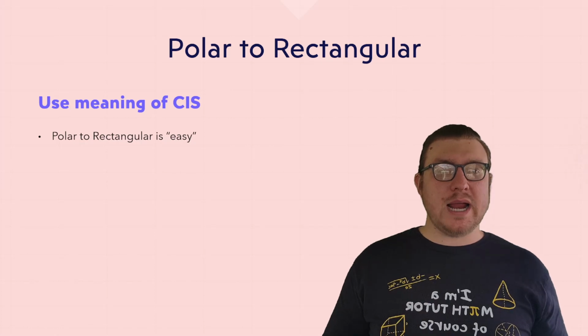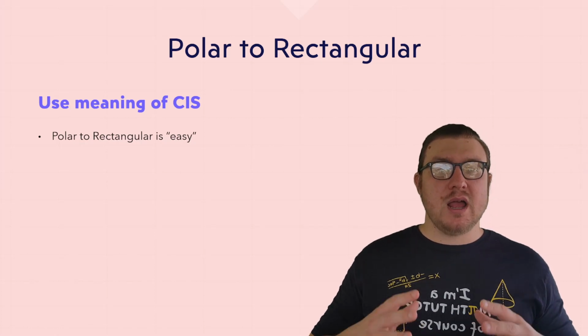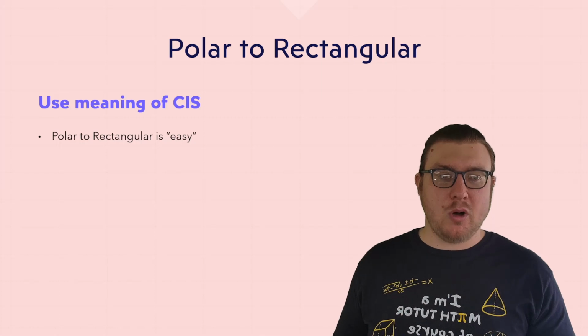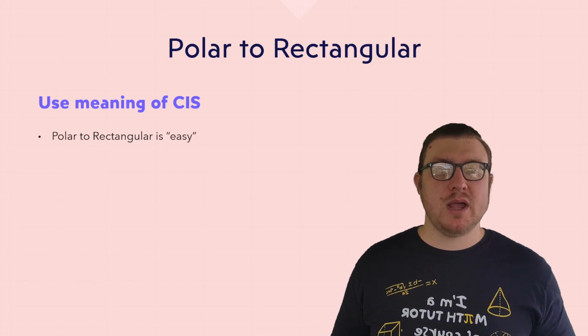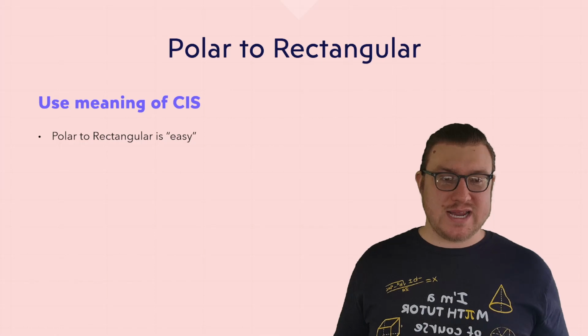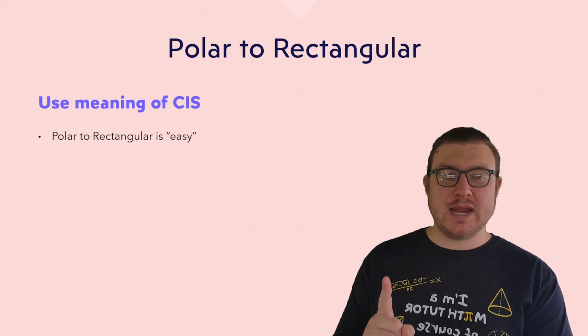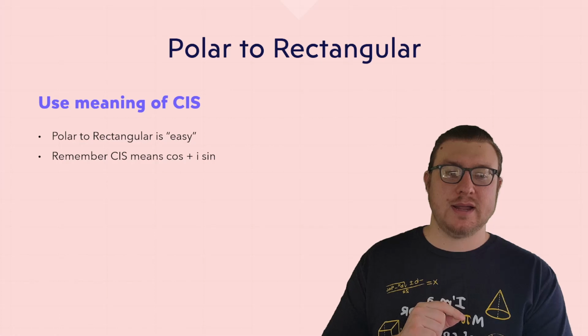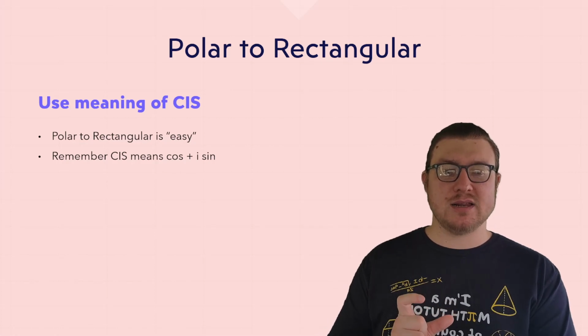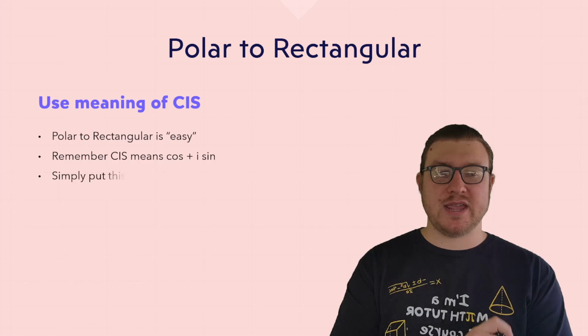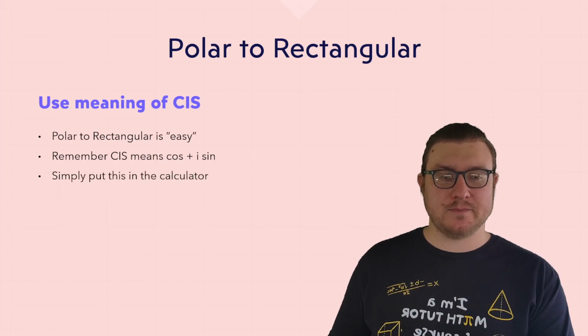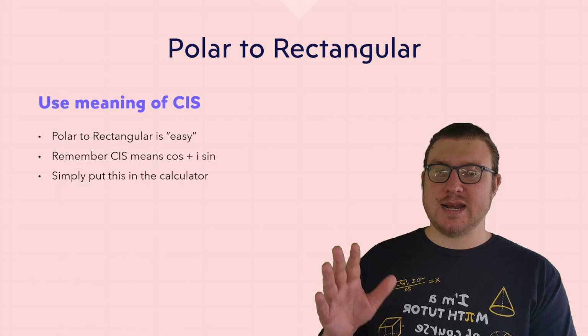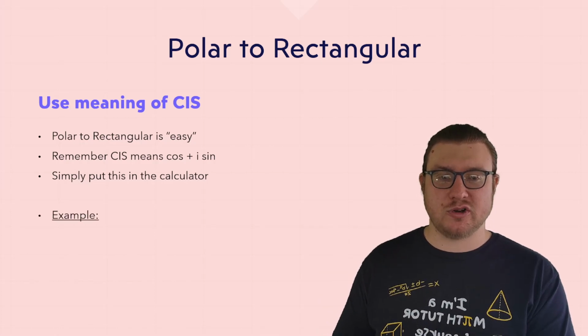So remember, and we've spoken about this already, if you want to convert from polar form to rectangular form, which you might want to know, is quite easy. But remember the meaning of CIS. Cosine of the angle is the real part, sine of the angle is the imaginary part. You just put that in the calculator and find your values, and you're good to go.